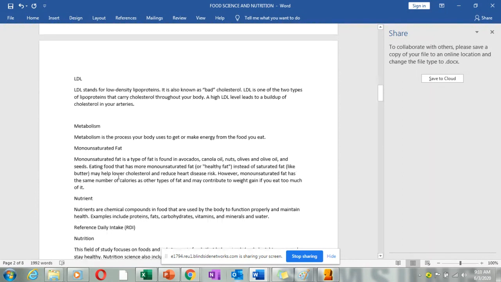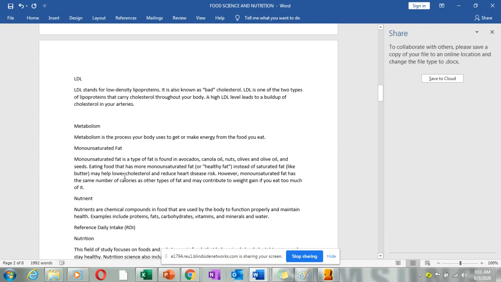Okay, so then there's something we call metabolism. What is metabolism? Metabolism is the process your body uses to get or make energy from the food you eat.